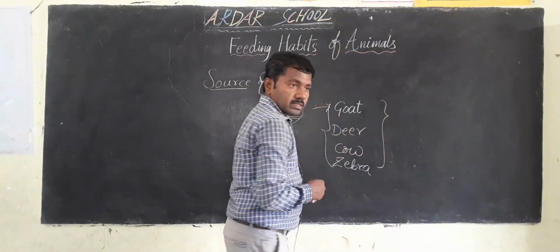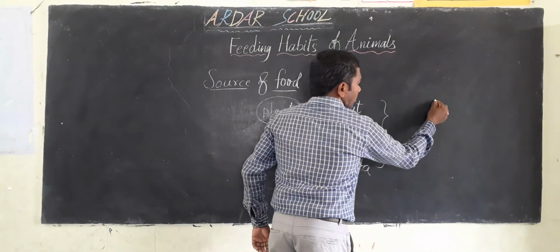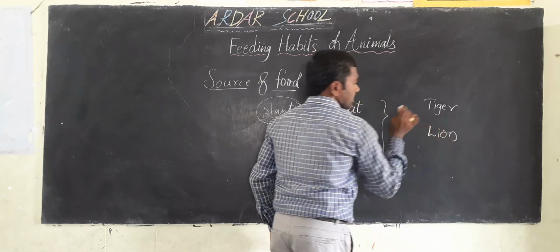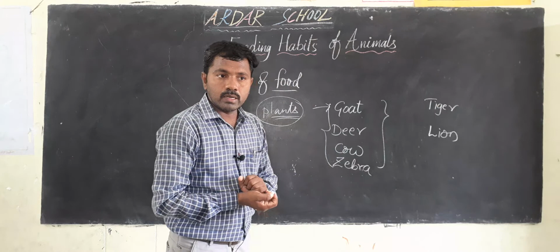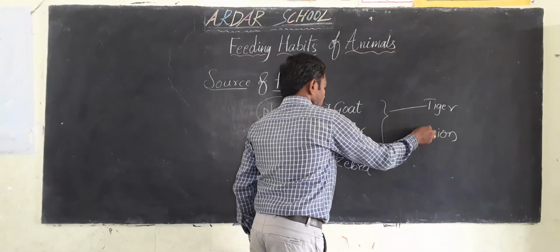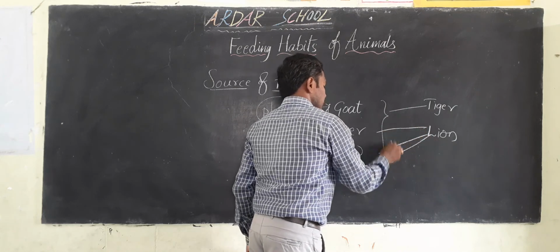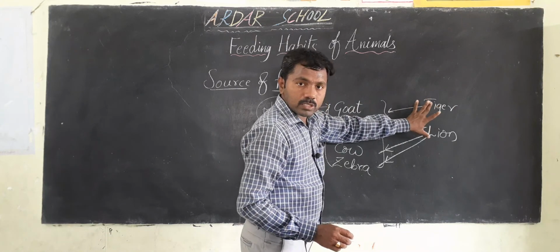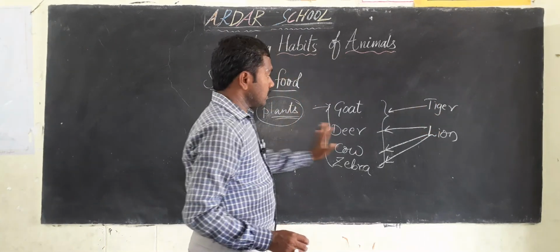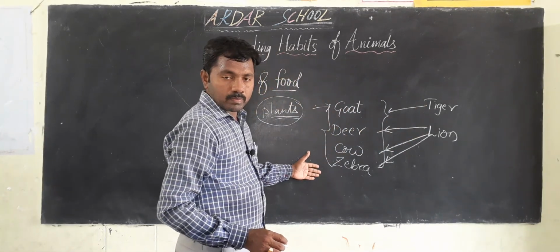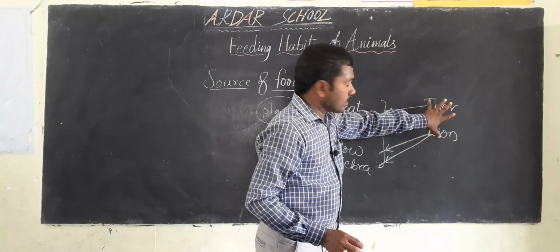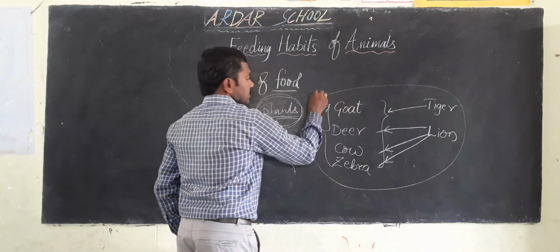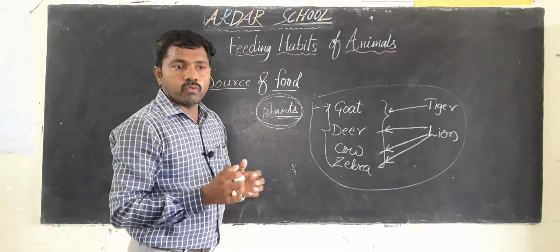But some other animals, like the tiger and lion, eat goat, deer, cow, zebra. Indirectly, these animals also depend upon plants, though they do not eat plants or grass themselves. Without plants, all these animals wouldn't get food.